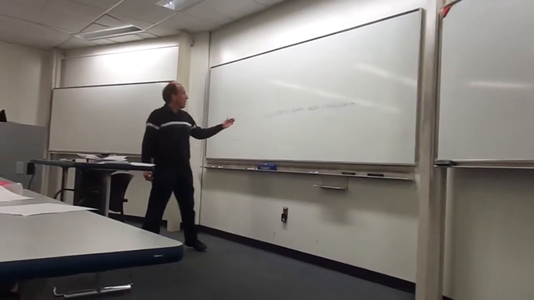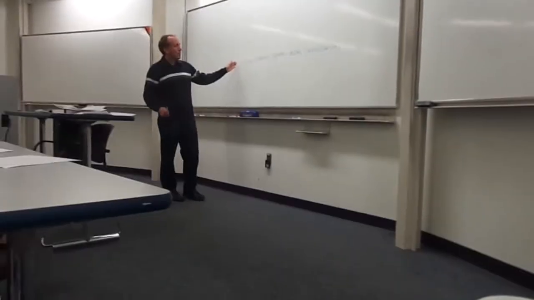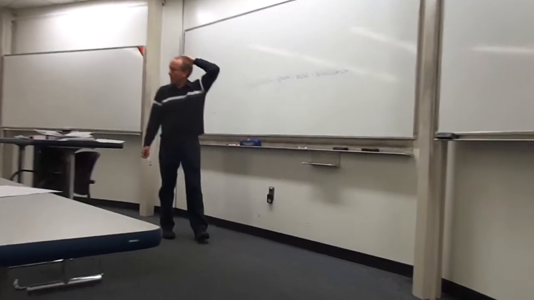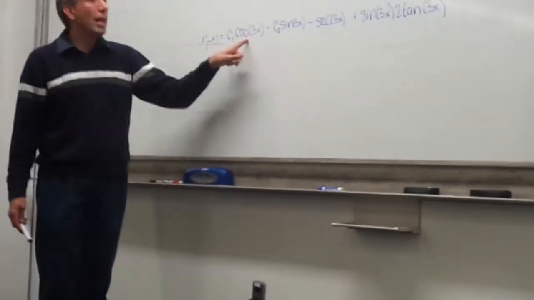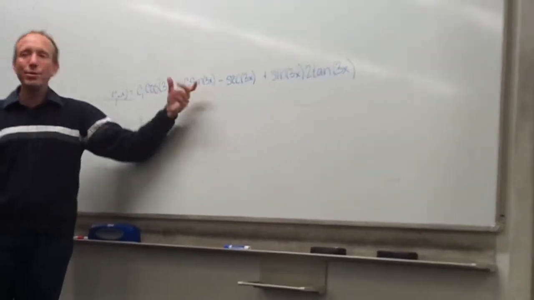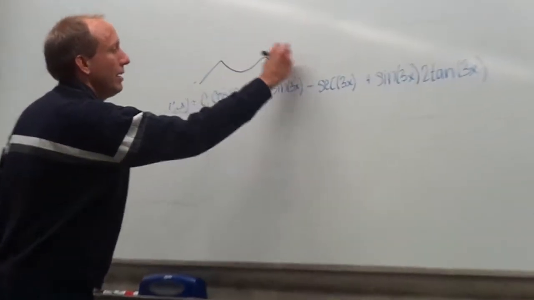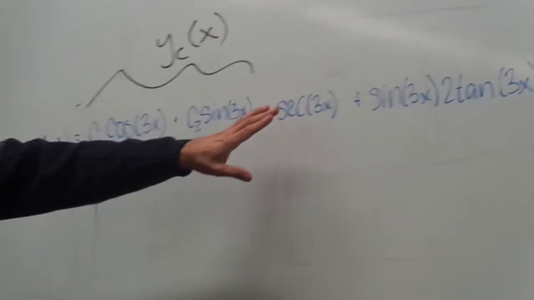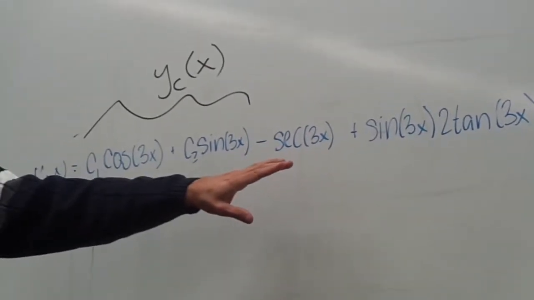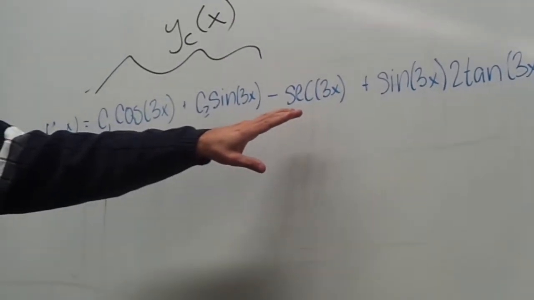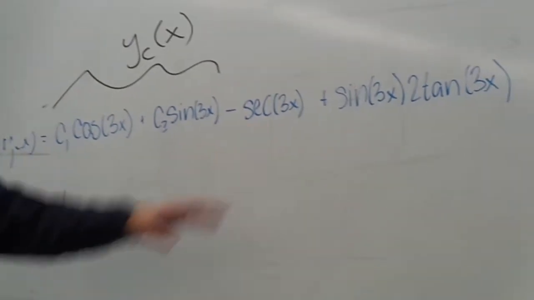Yep. So Carlos put the final answer on the board here. Has everybody had a chance to check it? C1y1 plus C2y2, that's the complementary function right here. And then the second part is the particular solution. Is this the right particular solution? It is.